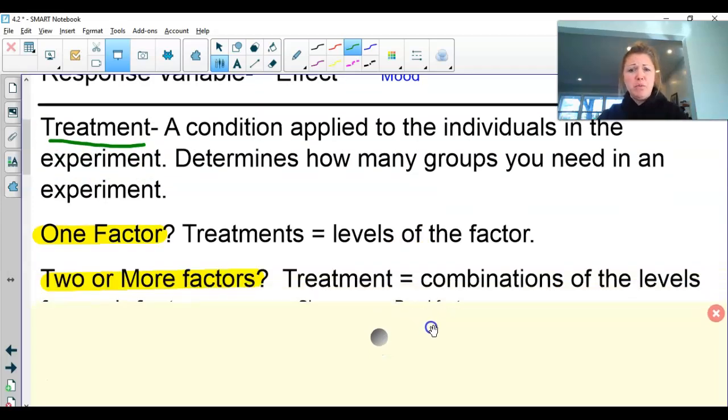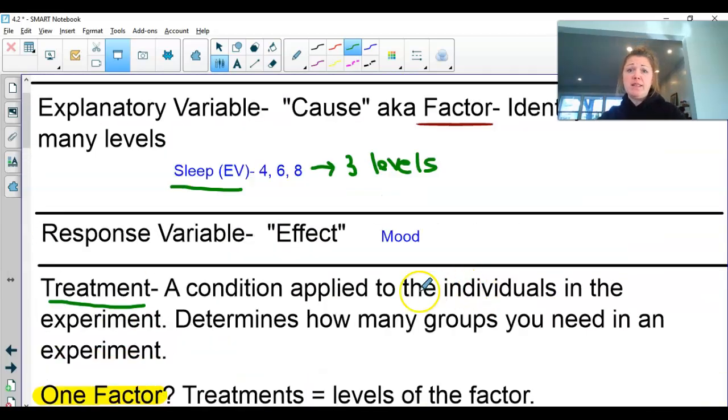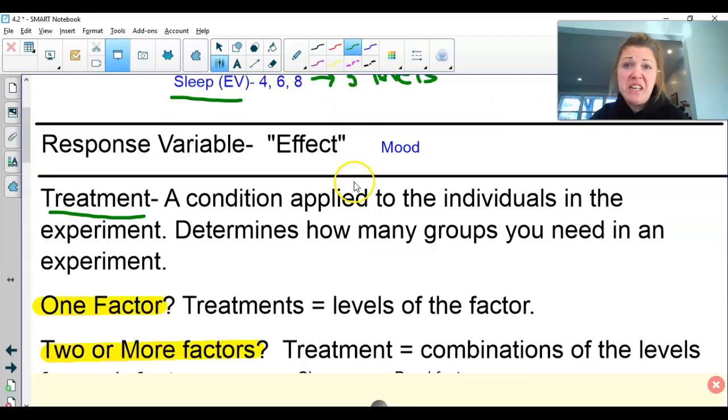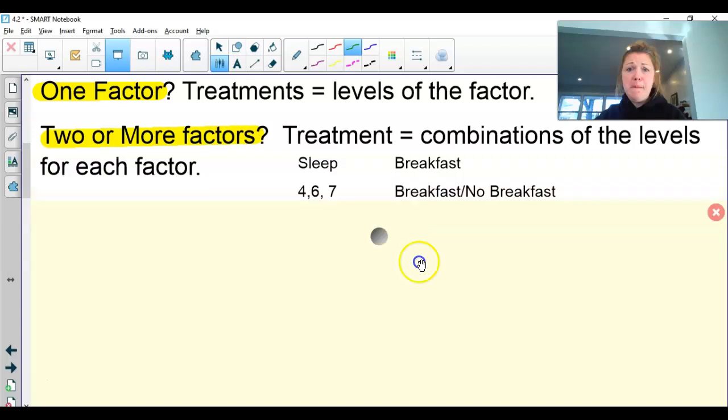But what if I have 2 or more factors? What if I decided that, hey, I know that food can also be confounding with sleep, so I'm going to control that. I'm going to have a group for 4, 6, and 8 hours of sleep, but then I'm also going to control what you're eating within that.